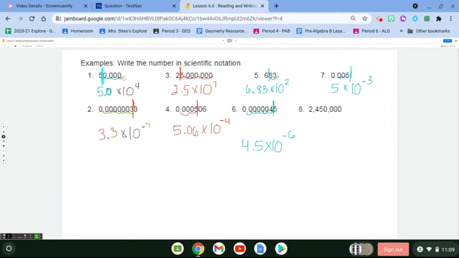And then for question number 8, you want to make sure your decimal point's in between the 2 and the 4. So 2.45 times 10. You want a larger number, so we're dealing with a positive exponent because we're going to the left. So 1, 2, 3, 4, 5, 6. And again, you can use your calculator to double check some of these, but not all would work.